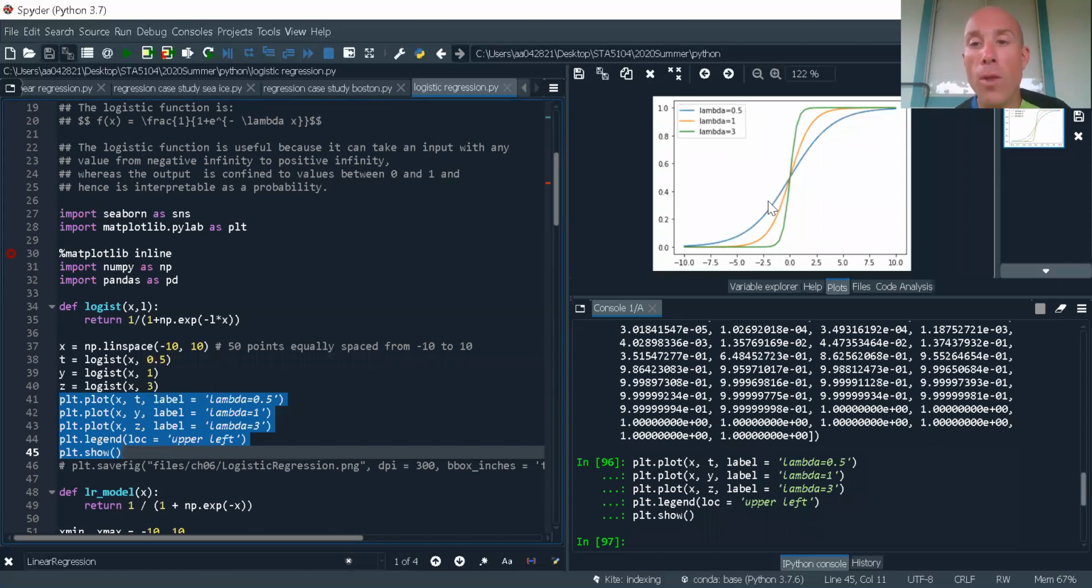What you'll notice is that it's steepest when lambda is bigger, and it's flatter when lambda is smaller. And if lambda was a negative value, you see how it's down low, then it comes up? If I have a negative value, it's going to be high, and then it's going to dip down like this.